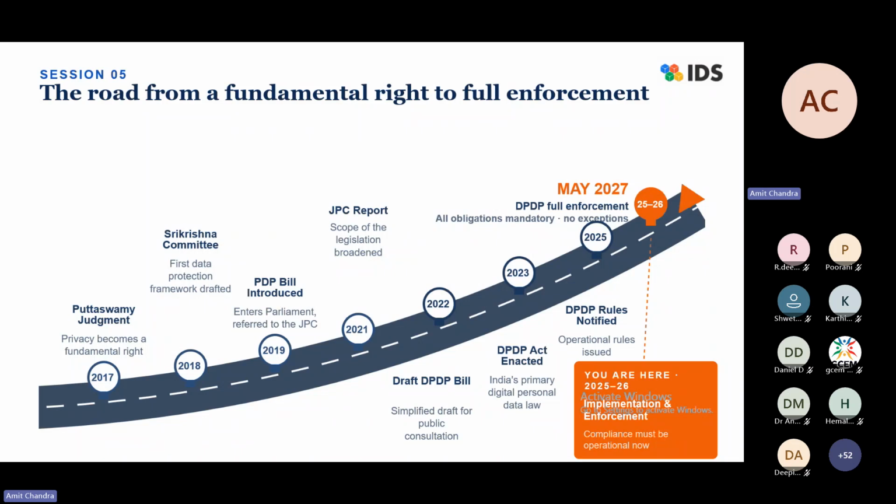In 2023, the DPDP Act was enacted, meaning DPDP came into the picture. In 2025, the DPDP rules were notified to all organizations, stating that it is going to be operational by May 2027. Currently we are in 2025 to 2026, where implementation and enforcement are happening. There are a lot of awareness sessions going on, and we as an organization, IDS, make sure that our organization is DPDP compliant.